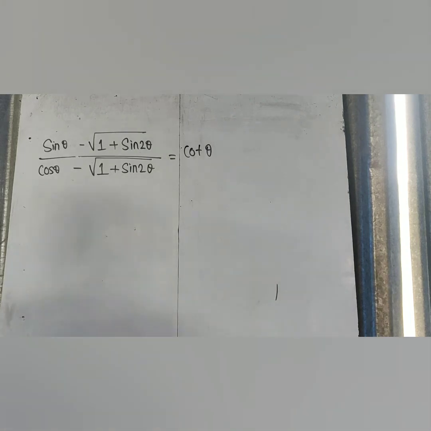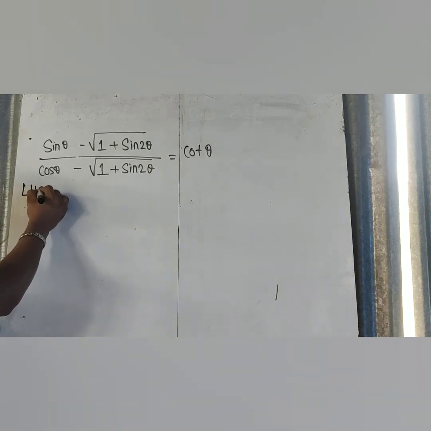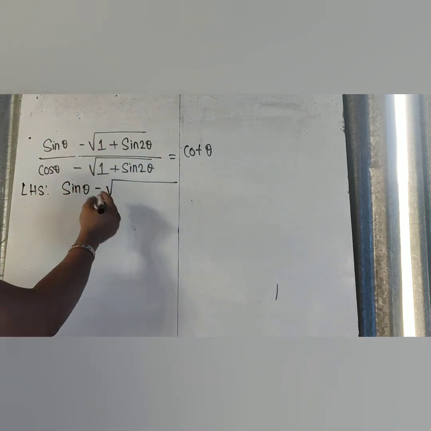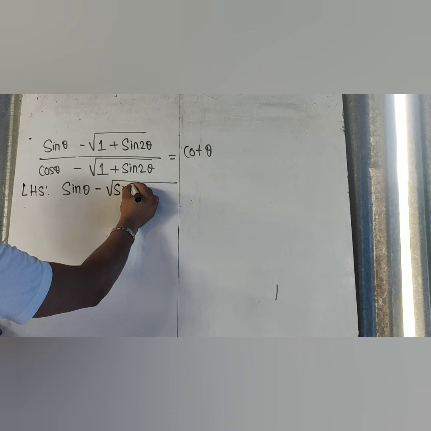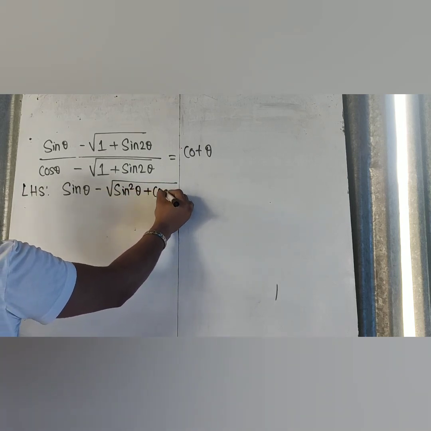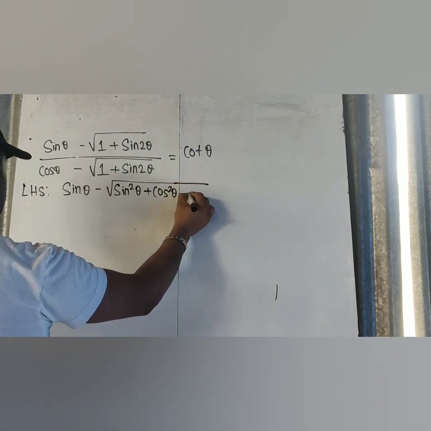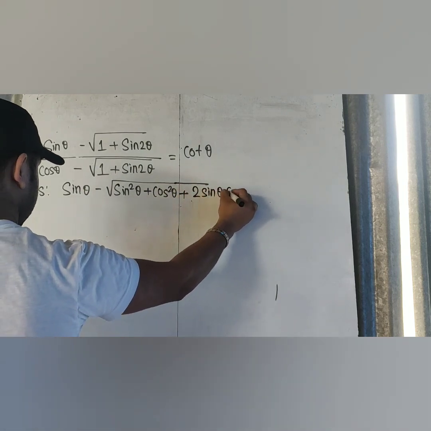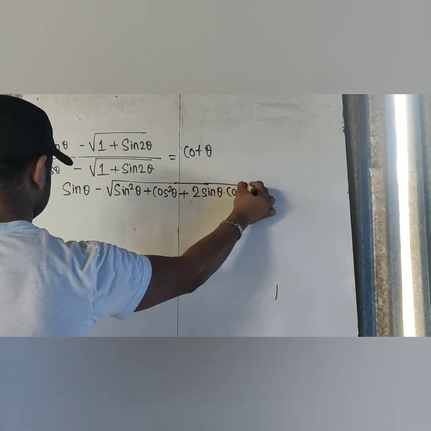We're going to start the problem from the left hand side. Sin theta. Now in place of this one, you can write here sin square theta plus cos square theta. Now in sin 2 theta, you can write here 2 sin theta cos theta.